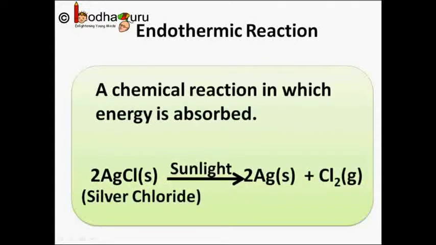And what is endothermic reaction? A chemical reaction in which energy is absorbed is called an endothermic reaction. For example, silver chloride in presence of sunlight decomposes into silver and chlorine. Here, energy in form of sunlight is being absorbed during the reaction, and hence it is an endothermic reaction.